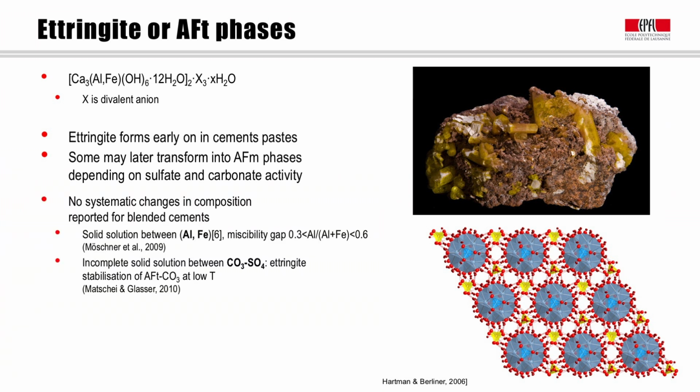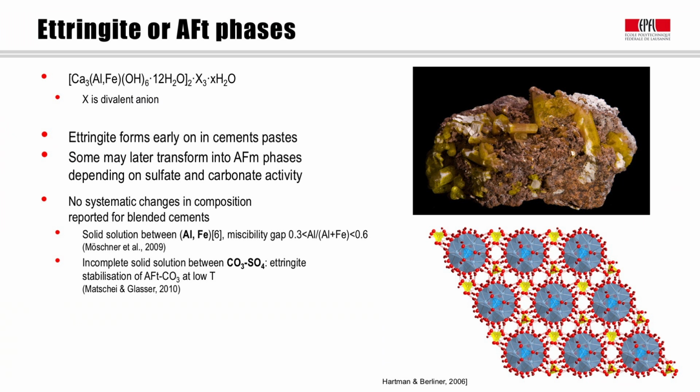So, in most cement paste, and indeed most blended cements, there's not much variation in fact in the composition. The composition we find is pretty close to the stoichiometric ettringite. So even though we know we can have this solid solubility between aluminium and iron, in actual cement paste, because of the high alkalinity of the pore solution, not much of the iron actually goes into this ettringite phase. It's pretty much just the pure aluminium form.